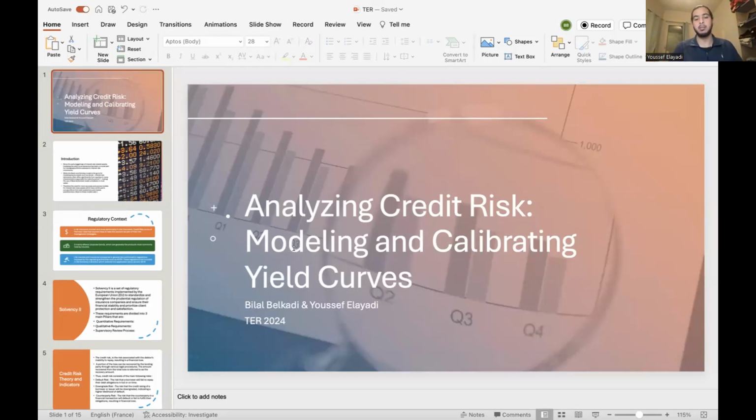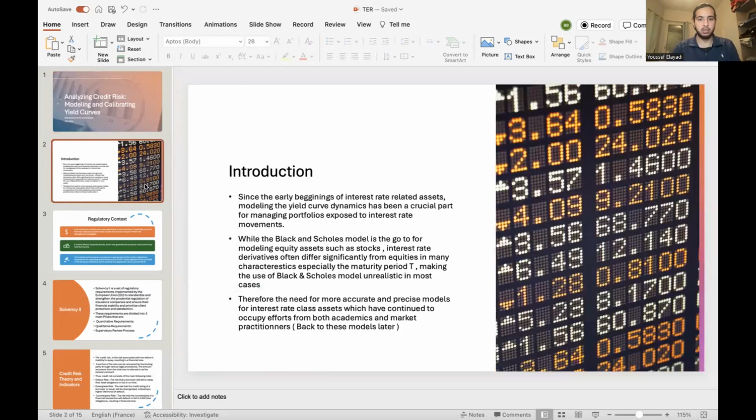Today we will be talking about our TER projects, which fall under the analysis of credit risk and the modeling and calibration of the yield curves. So, a brief introduction to the subject.